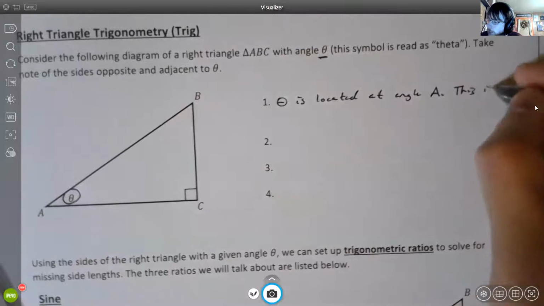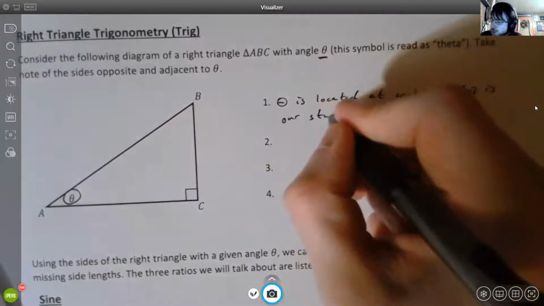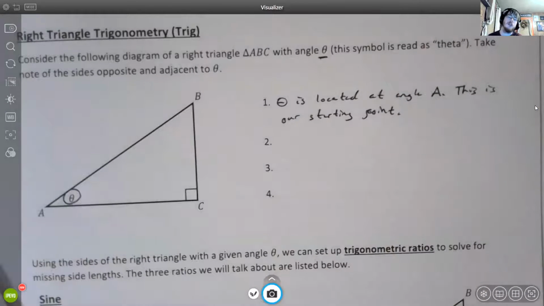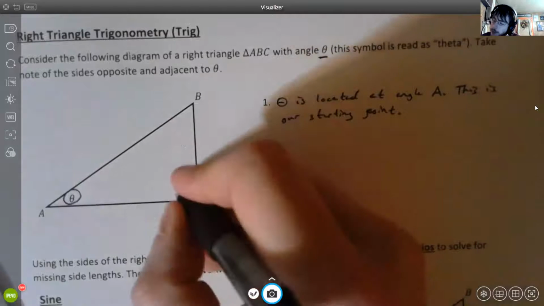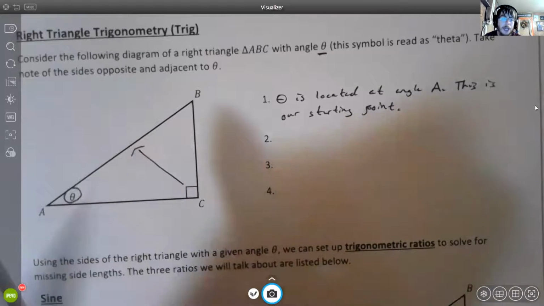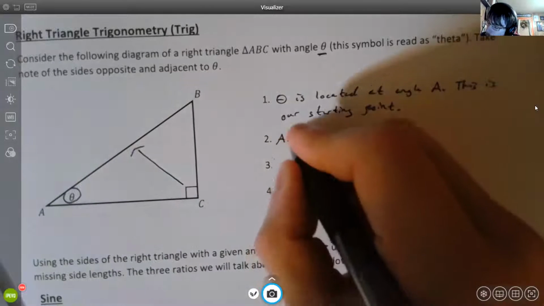This is our starting point. This is our point of view. This is what we're going to be basing everything on. Now, the first thing we want to figure out when we do our sides is what our hypotenuse is. So in this diagram, what side would be our hypotenuse? And if you answered that AB would be your hypotenuse, you would be correct, because AB is opposite of that right angle. So AB is our hypotenuse.